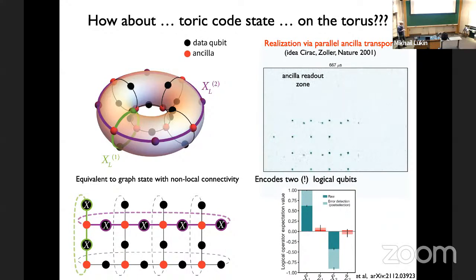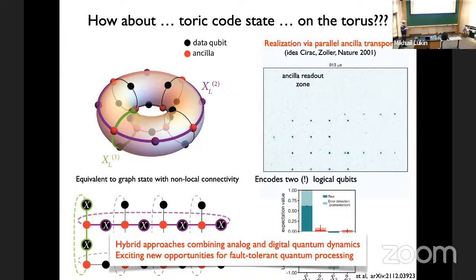Okay, so maybe this is a good point to stop. As you see, this is a very exciting time where we can really start exploring this idea of fault-tolerant quantum computing. And the key thing here is that to create these 2 logical qubits, we use a number of control knobs, which is basically on the order of 1.